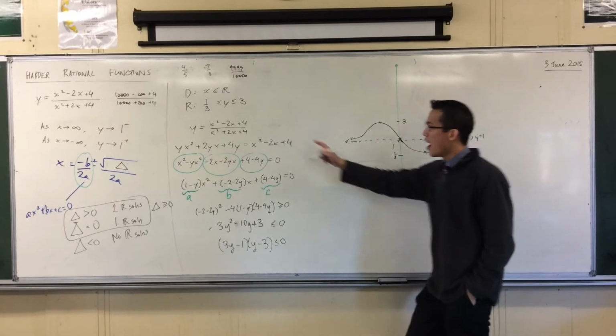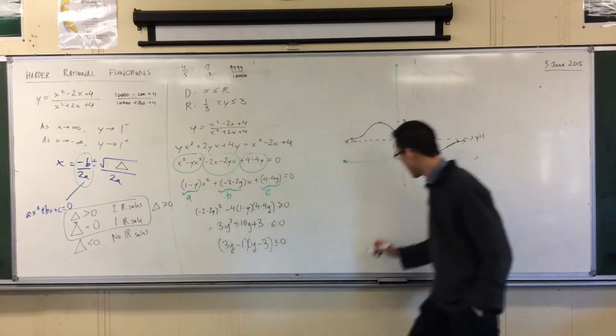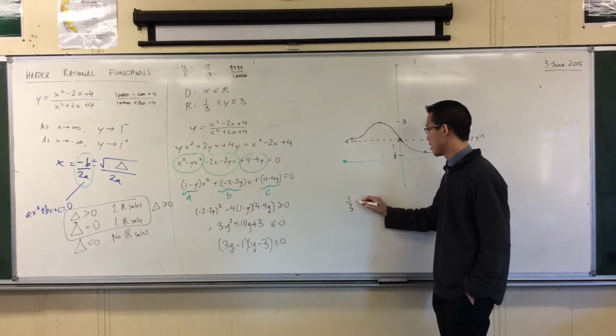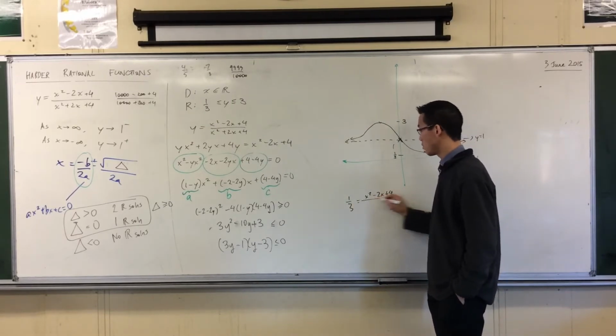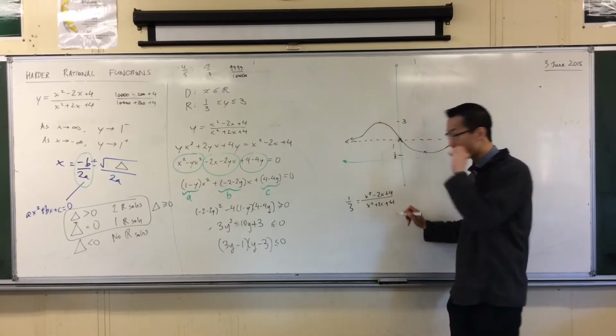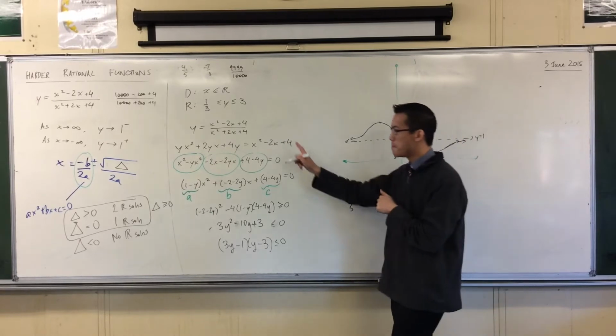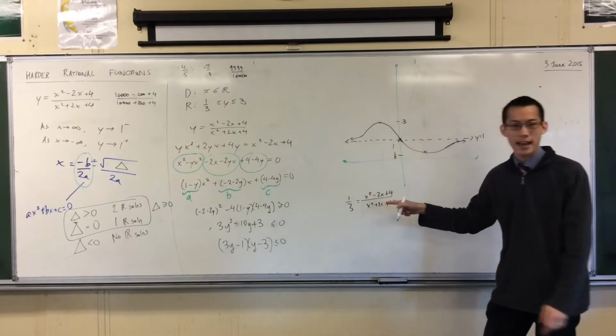So for instance, I would say, what happens when y is a third? And I simply have to solve this. 1/3 equals (x squared minus 2x plus 4) over (x squared plus 2x plus 4). Just like I did in this line, right? I just want to get this as a quadratic in x, okay?